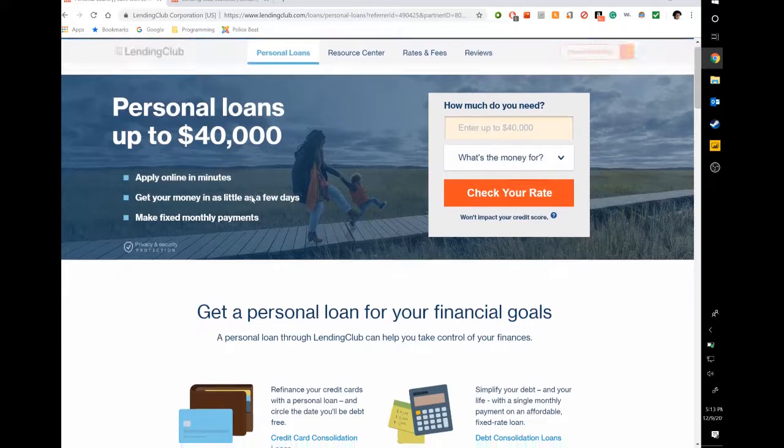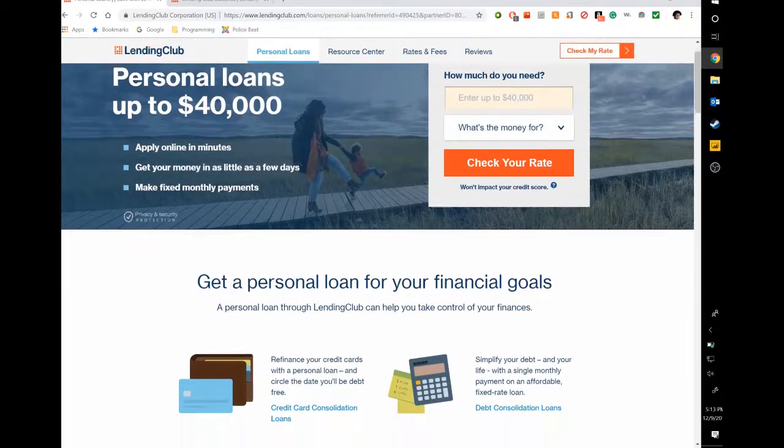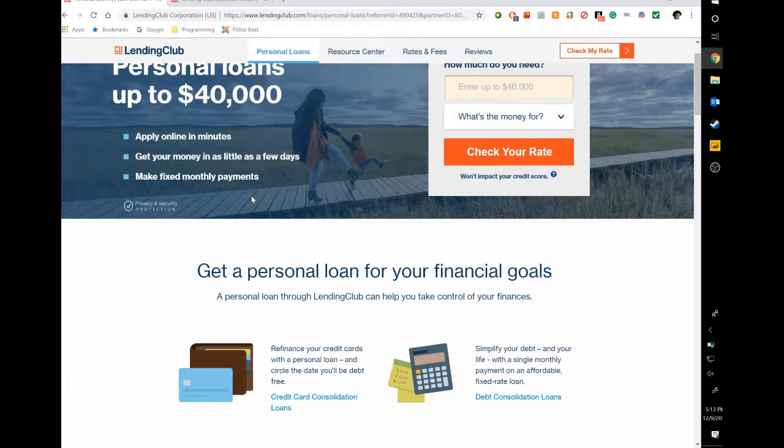Similar to banks, Lending Club lends money to applicants while collecting money from investors. That being said, it is not a bank. It's more of a platform to lend money directly from investors.